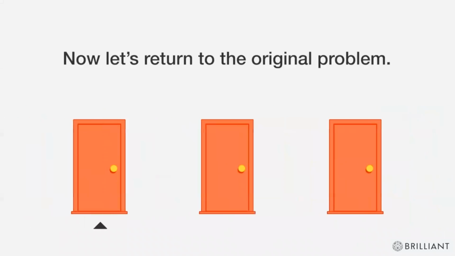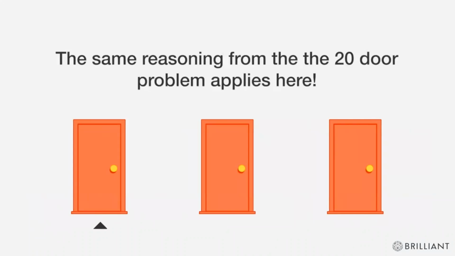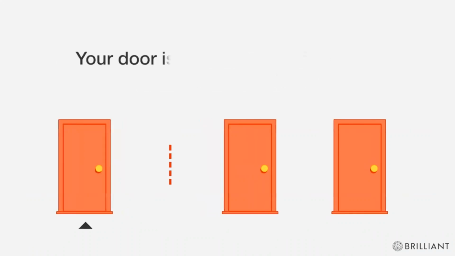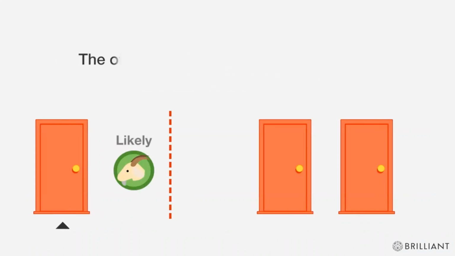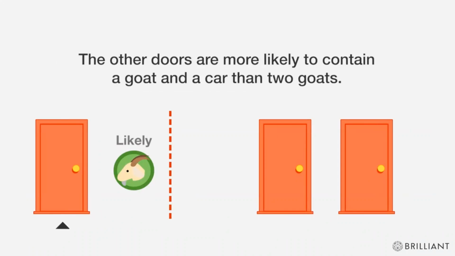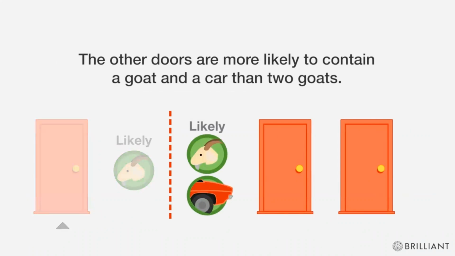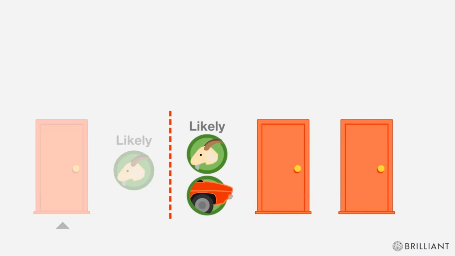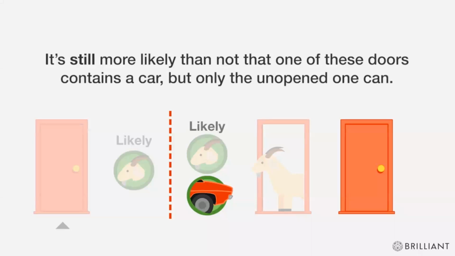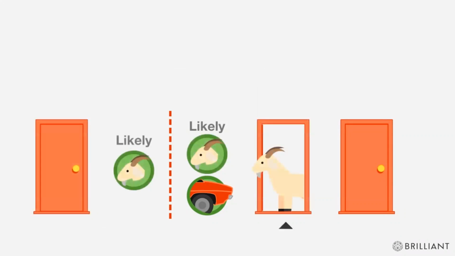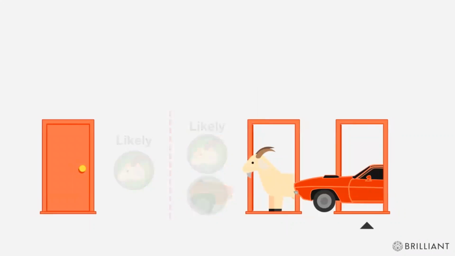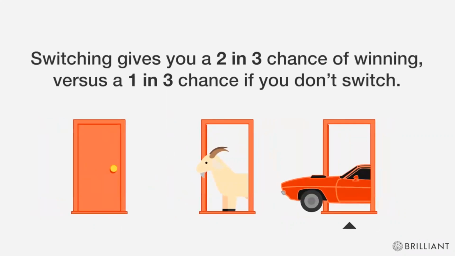Now let's return to the original problem. The same reasoning in the 20-door problem applies here. Your door is more likely to contain a goat than a car. The other doors are more likely to contain a car than your door. So even after Monty opens a door with a goat, it's still more likely than not that one of these doors contains the car, but only the unopened one can. So switch to it. Switching gives you a 2 in 3 chance versus a 1 in 3 chance if you don't switch.